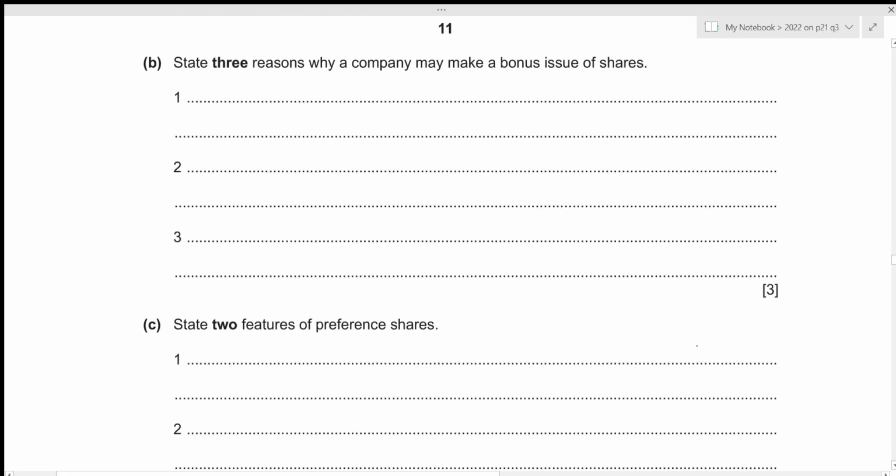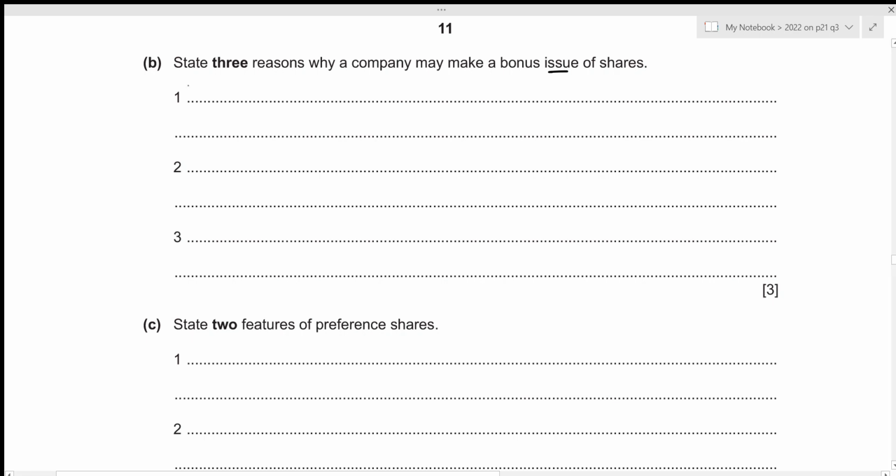We need to state 3 reasons why a company may make a bonus issue of shares. Previously, we saw that bonus issue is being funded by our reserves of the company and basically from our share premium, which is a capital reserve. So what we can say is that the bonus issue of shares enables the company to liquidate our capital reserves, which cannot be used to pay dividends, because we basically cannot use our share premium to pay dividends. We can only use our retained earnings, right? So that could be a reason.